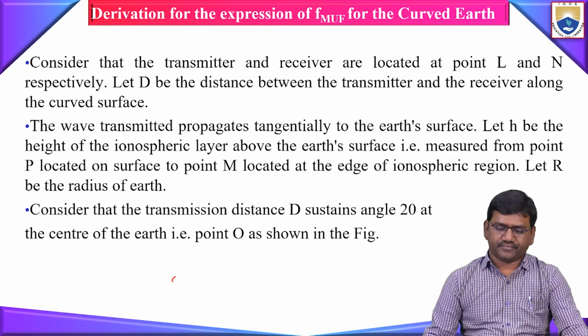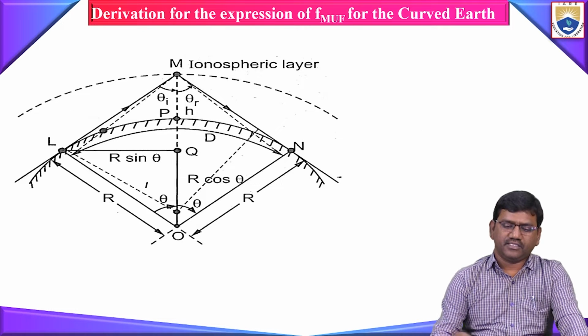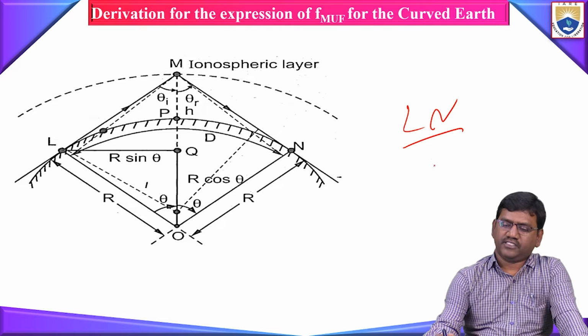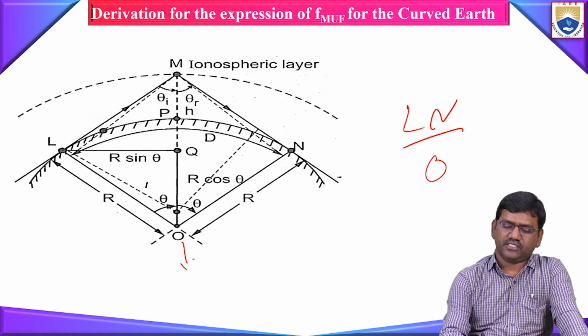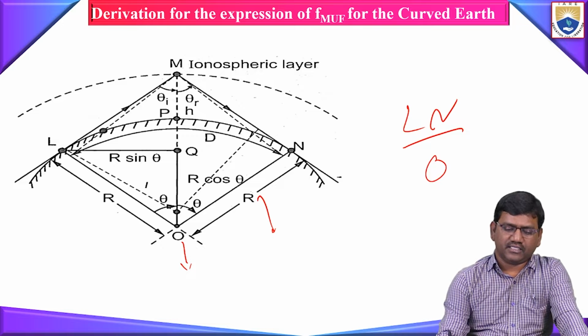Now let us say, here there is a diagram. LN represents the curved earth, and O is the center of the earth. Here you can see O is the center of the earth, and R represents the radius of the earth.